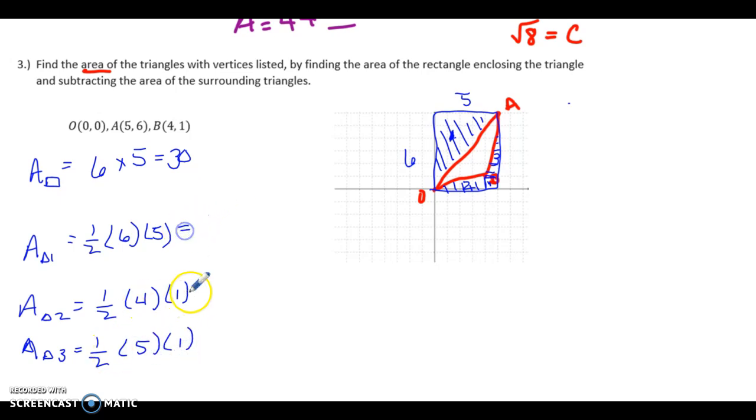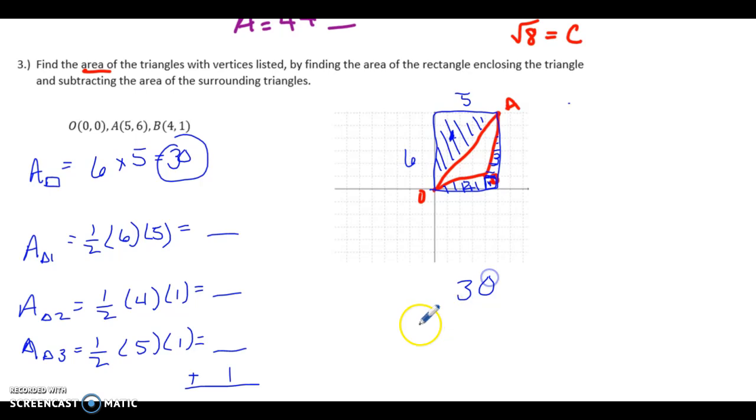So you're going to get 3 areas of triangles here. And then we've got this other one, this little 1 unit here, 1 little square. So you're going to get these 3 areas plus the 1 other unit and subtract that away from the 30. So 30 minus the blue areas will give you your total area for this red triangle that we started with. That's it.